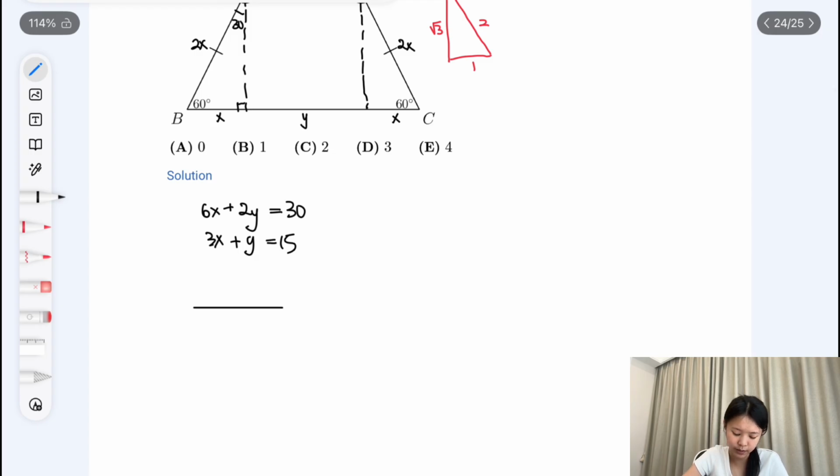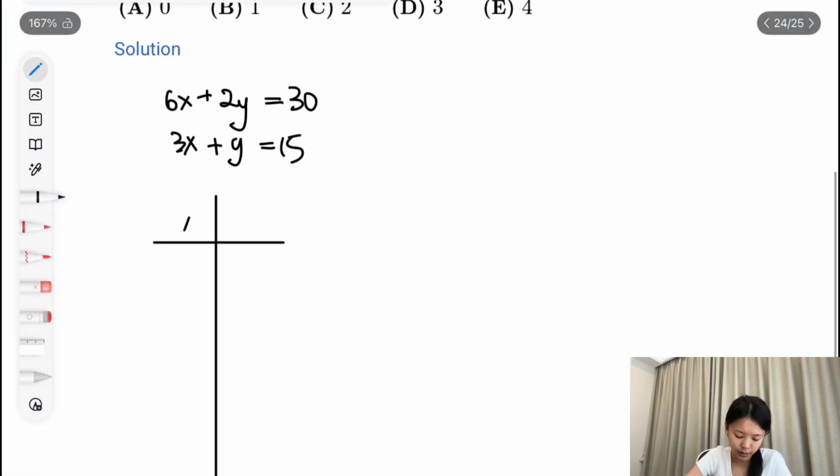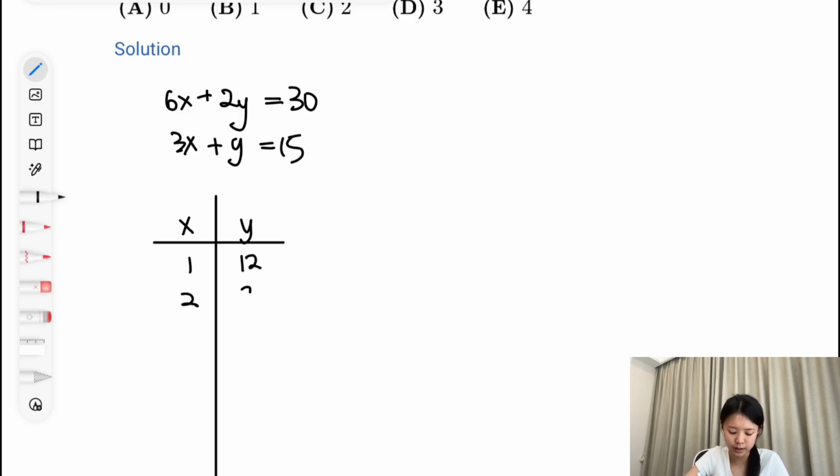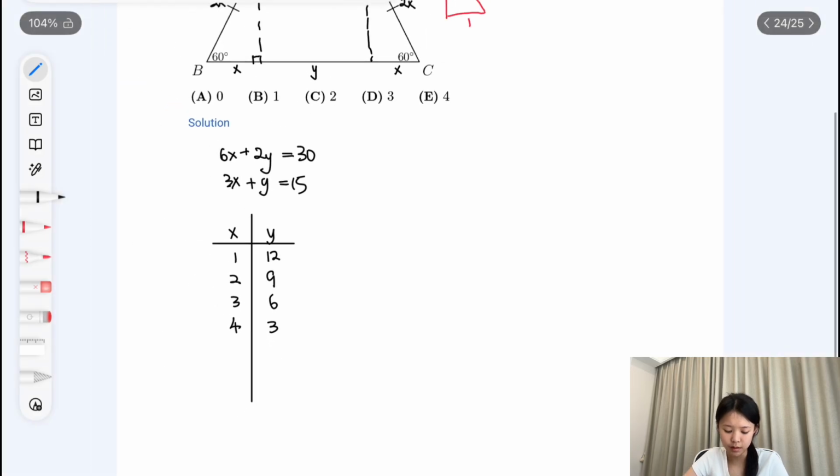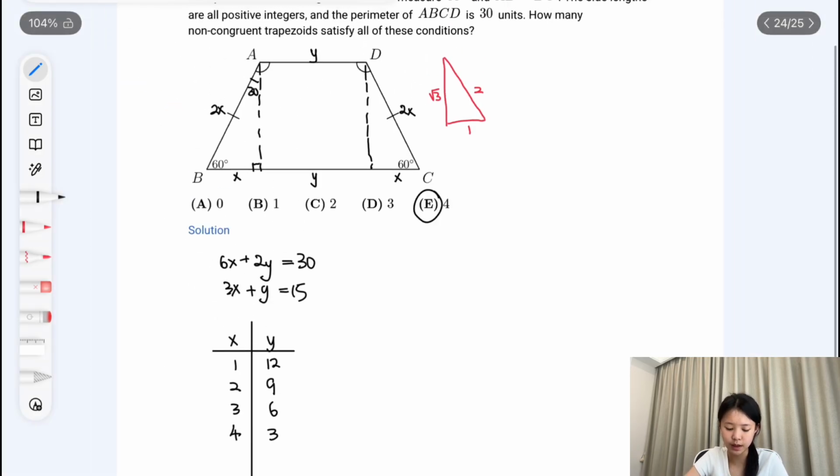Now since 15 is a relatively small number, we feel safe to just write out another table. So x and y. Now first we can try if x equals 1. That would mean that y would have to be 12, and if x equals 2, y has to be 9. If x equals 3, y has to be 6. If x equals 4, then y has to be 3. So there, we get 4 different solutions, so the answer is E.